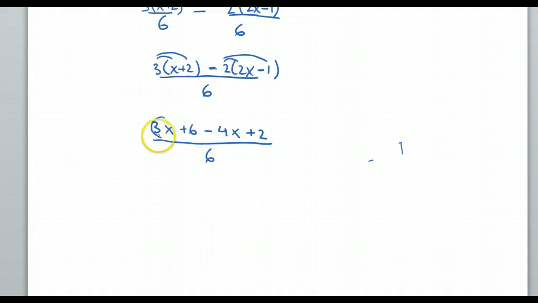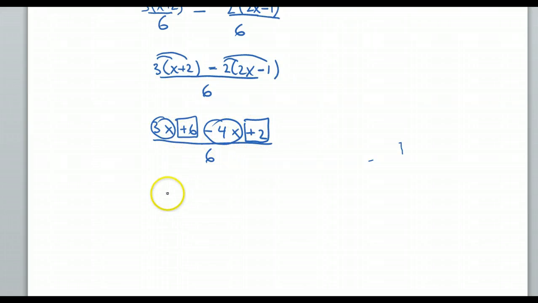And again, I'm going to collect my like terms. I have some x's here and x's here. And if you don't have colors, you can use shapes like this. You can use squares and triangles and circles to show your like terms. So 3x minus 4x is going to be negative x. 6 plus 2 is going to be 8. So my final answer is negative x plus 8 over 6. Okay, thanks for watching, and see you guys next time.